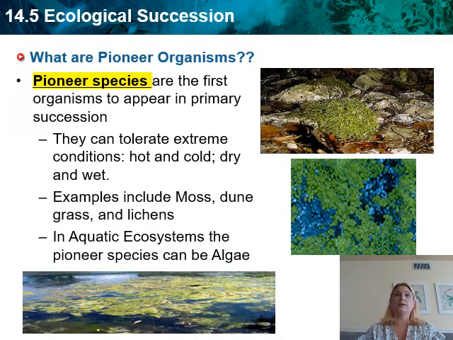So what exactly are pioneer organisms? Well, they're the first organisms to appear in a new area, where there was nothing before. And they can tolerate extreme conditions: extreme hot, extreme cold, extreme dry, extreme wet. Examples include moss, dune grass, and lichens. Lichens are a kind of green, flaky material that grows on the sides of trees or rocks. In aquatic ecosystems, the pioneer species can actually be algae. Again, this is on bare rock or bare sand. There's no soil there.